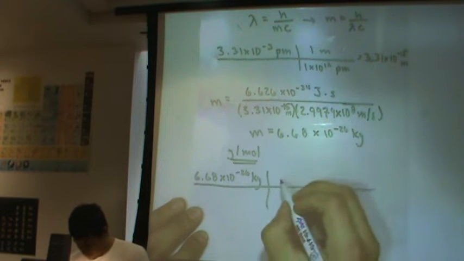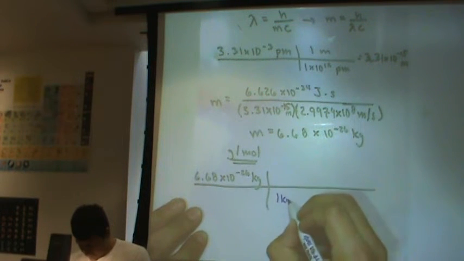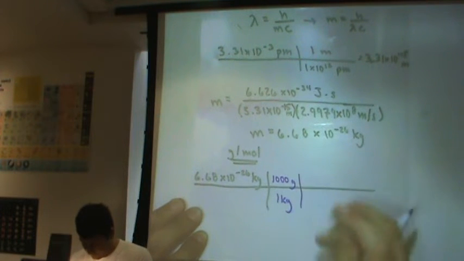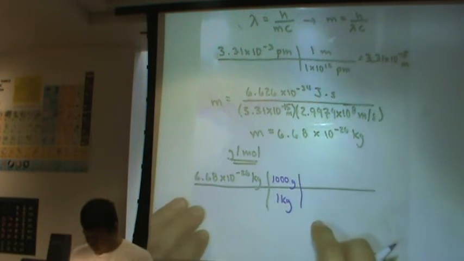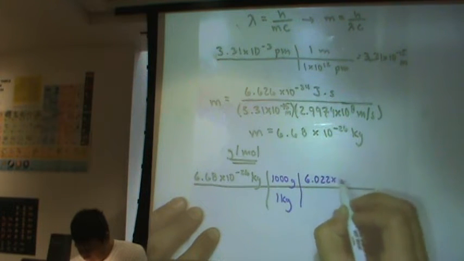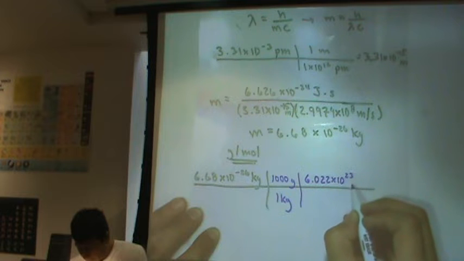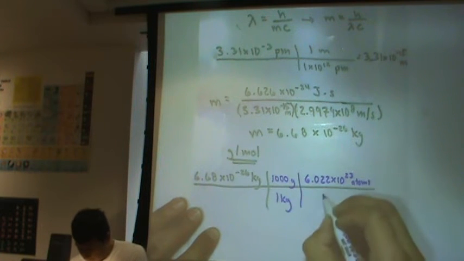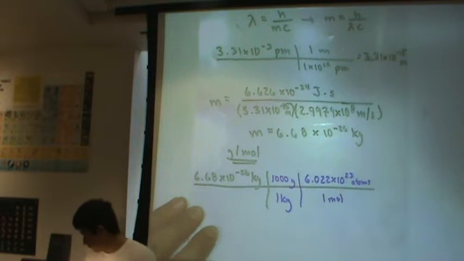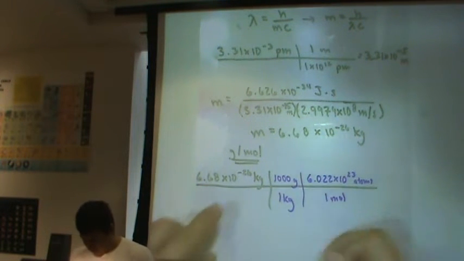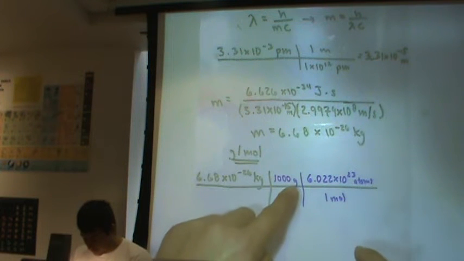1 kilogram has 1,000 grams. And Avogadro's number is going to be 6.022 times 10 to the 23rd atoms per mole. You'll see the kilograms cancel out here, and you'll be left with grams.